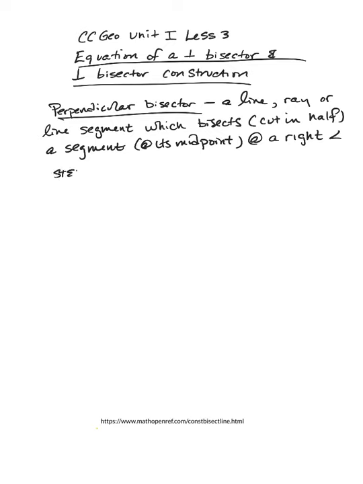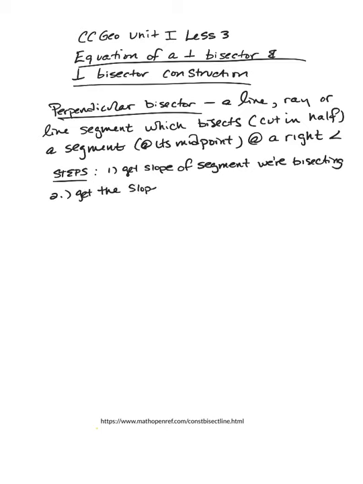So number 1, I'm going to tell you what the steps are, and then we'll do a problem. So the first step is going to be to get the slope of the segment that we're bisecting. Then you have to get the slope perpendicular to that slope. Okay, and that means flip it and change the sign.